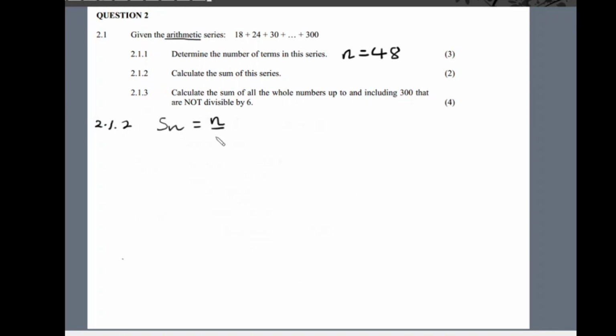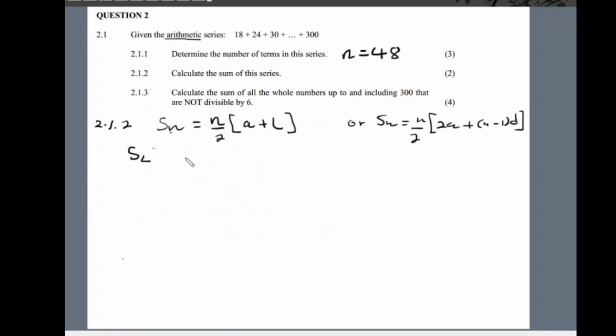Sn is equal to n over 2 times the first term plus the last term, right? Or you can use the other one. Between these two types, we'll go with this first one here. We know the value of n is 48, the value of the first term is 18, and the last term is 300. So we can substitute.